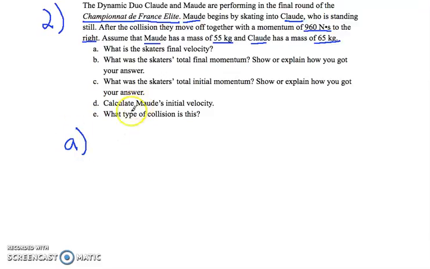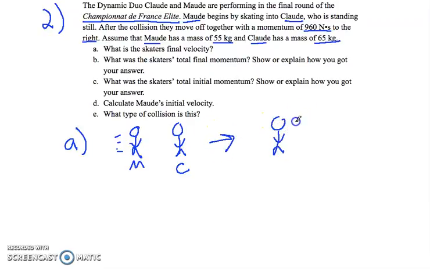To solve that, you might want to draw a quick picture. So there's Maud skating initially, and she runs into Claude, who's standing still. They stick together, and then they're moving together after that. So it's asking what is their final velocity.